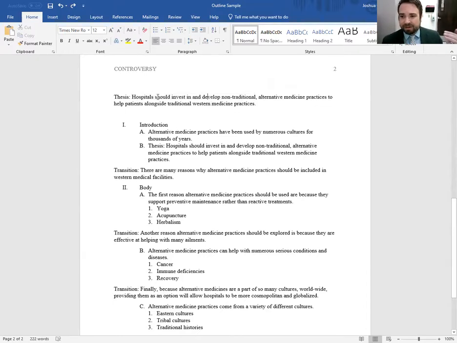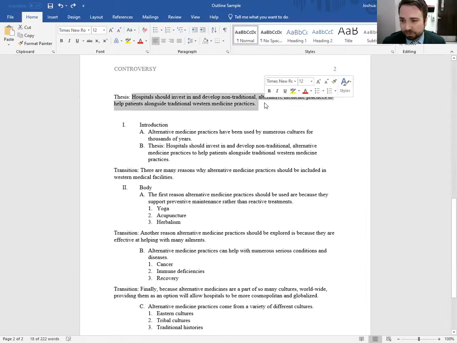I'm saying that something should be done, right? This isn't going to just be informative. I'm making an argumentative statement here. And I've used third person point of view throughout. So this is the general idea of how your thesis should look.